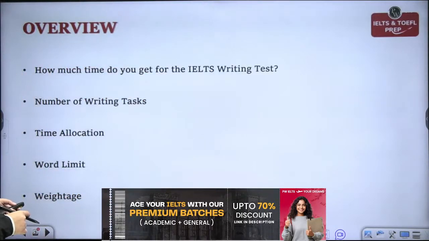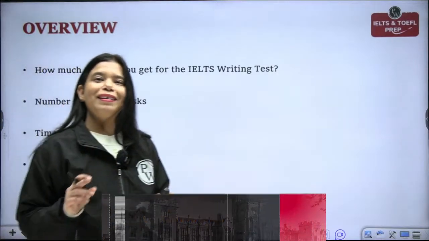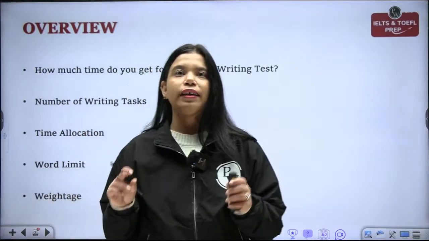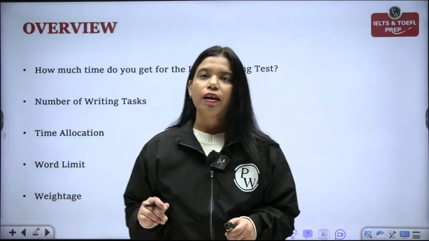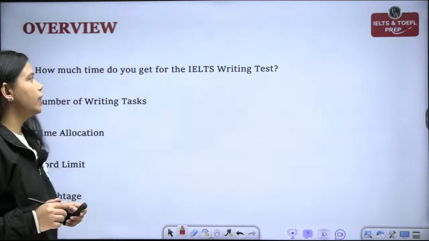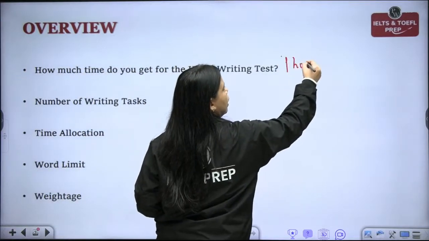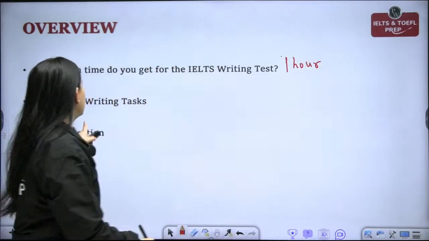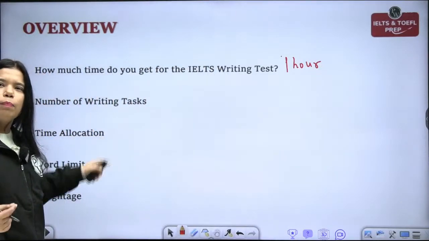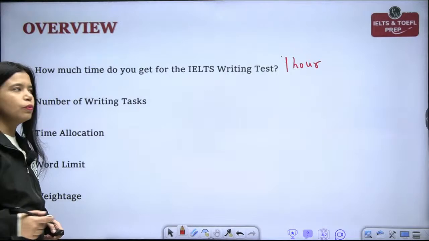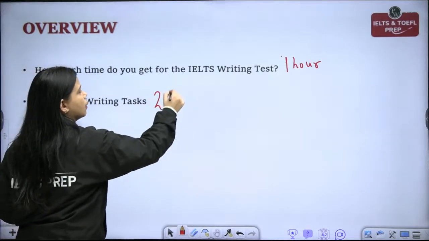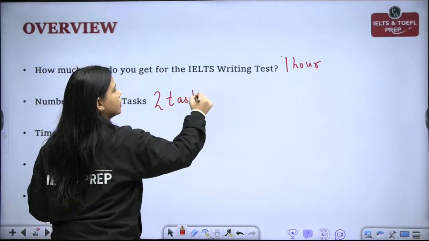Alright, so the very first bullet point here is about the timing of the writing module. Now, how much time do you get for the IELTS writing test? Well, you get 1 hour to finish your IELTS writing test. Now, in this 1 hour, how many writing tasks do you have to do? Well, there are 2 tasks. आपको 2 task finish करने पड़ेंगे इस 1 घंटे में.